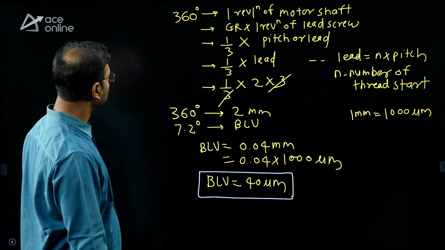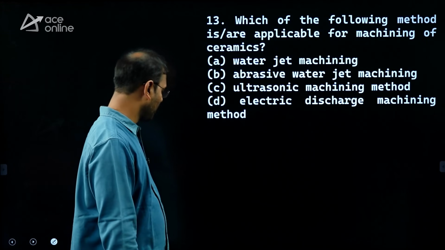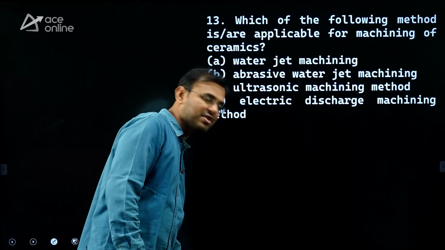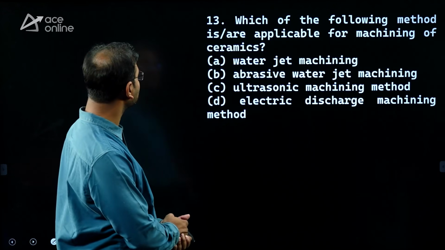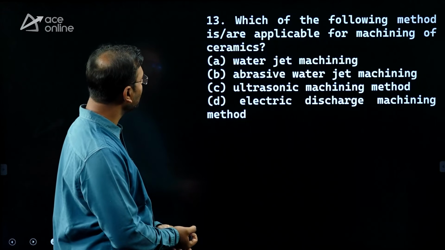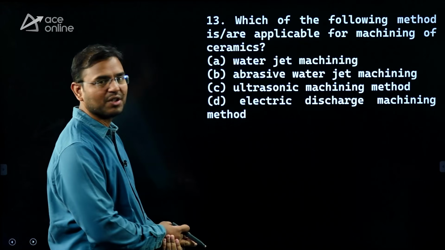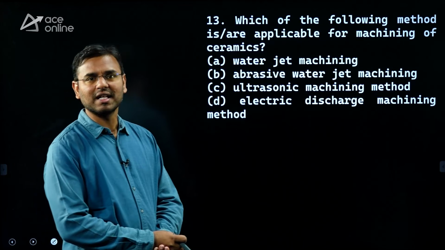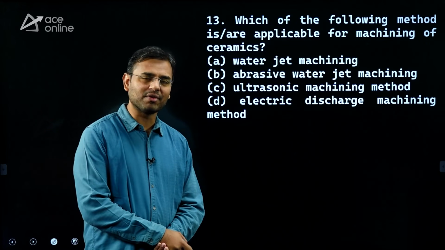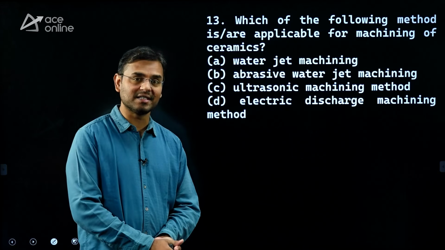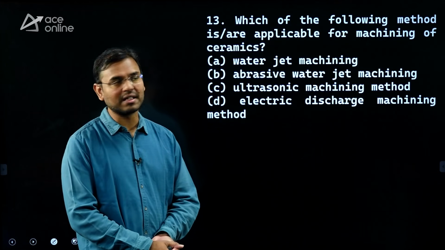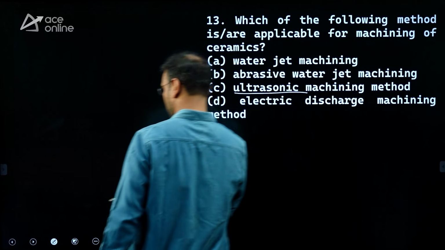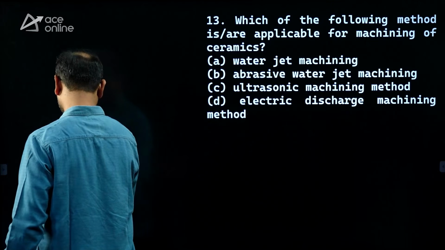Okay. Next question here. This is the non-traditional machining method question we have to discuss. Which of the following methods are applicable for machining of ceramics? Guys, the ceramics is a brittle material, the glass is a brittle material, and for that we are using the mechanical energy method, and that mechanical energy method is ultrasonic machining method. Definitely the answer is available here.